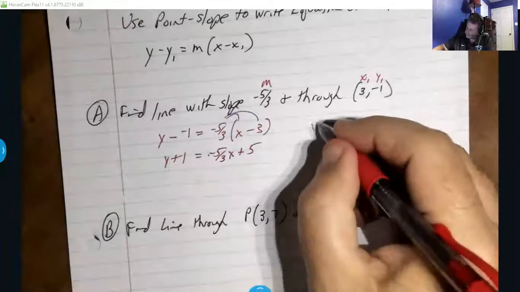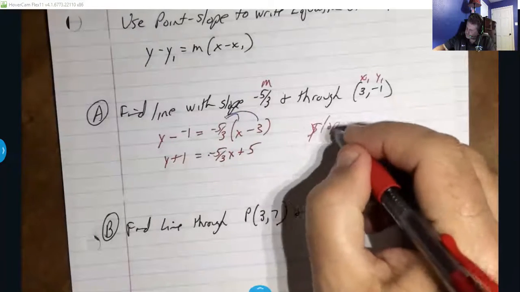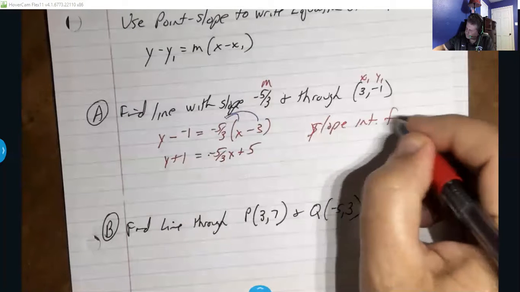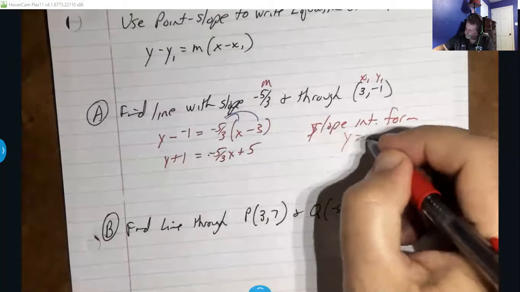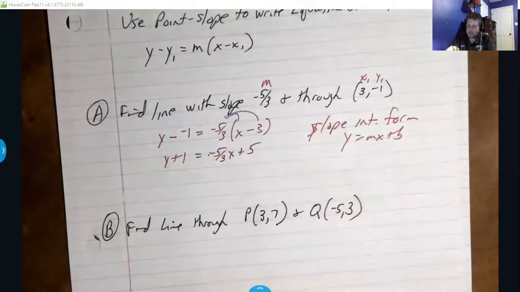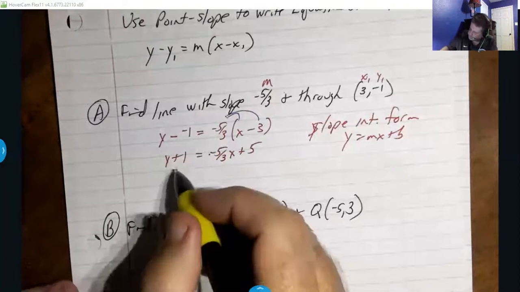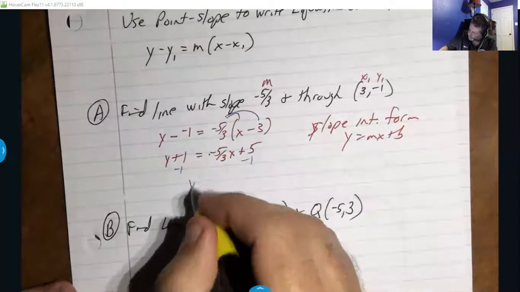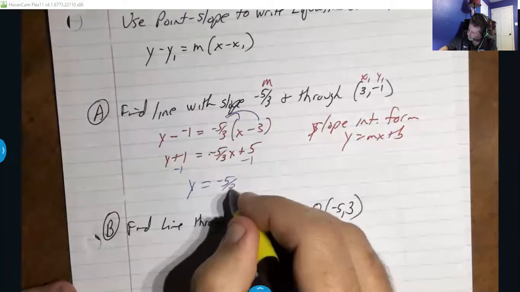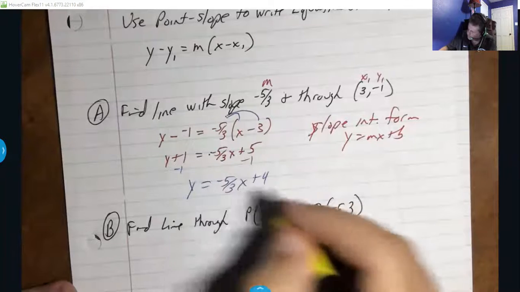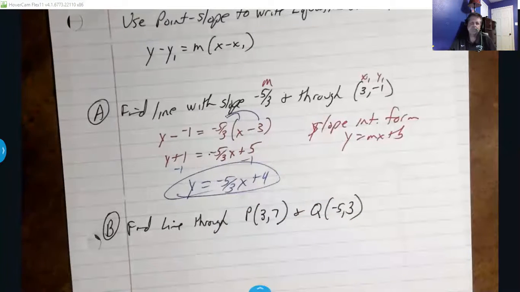Now, let's go ahead and put these in slope-intercept form, or y is equal to mx plus b. All right, so all I have to do is subtract the 1 over here, and I'm going to get y is equal to negative 5/3 x plus 4. Done. Yeah, that wasn't so bad. All right, but because I had a slope and I had a point, I could work this.